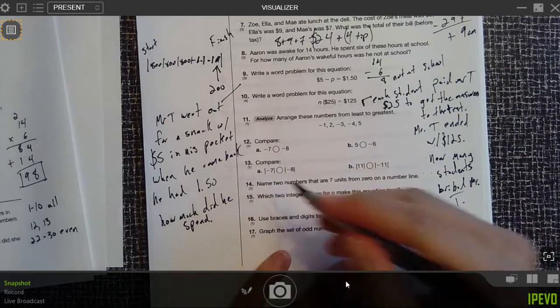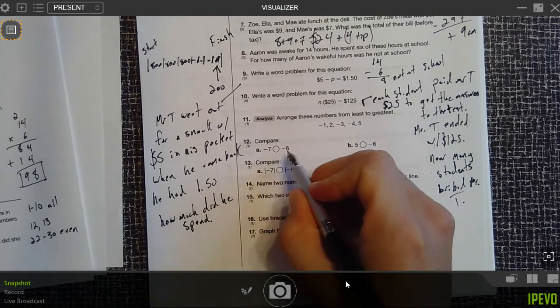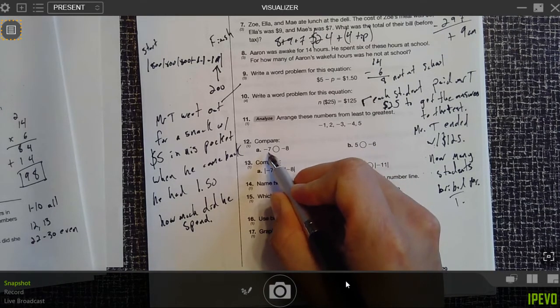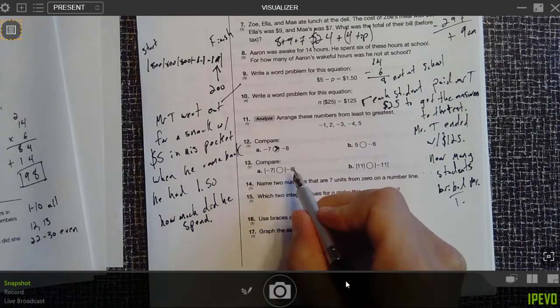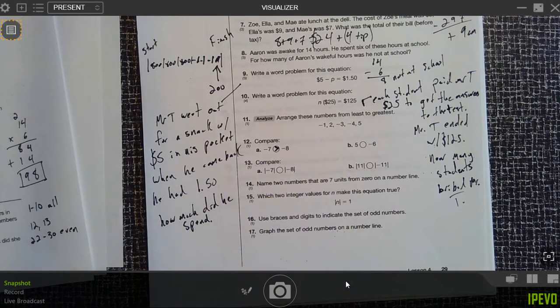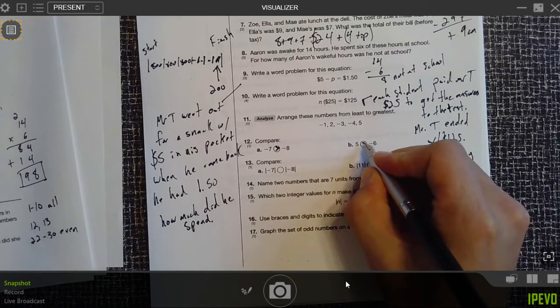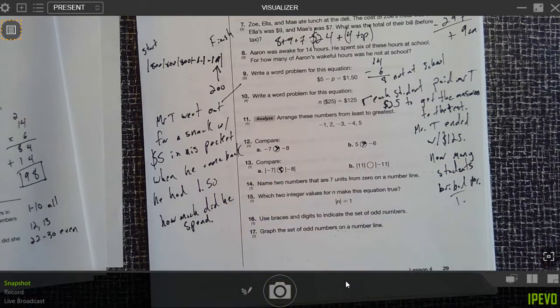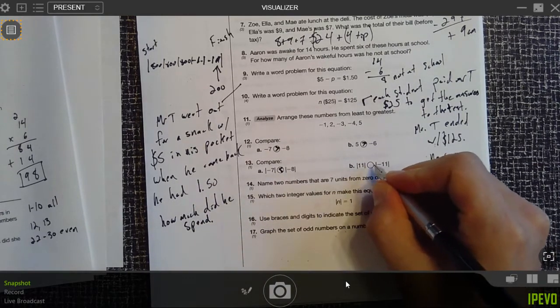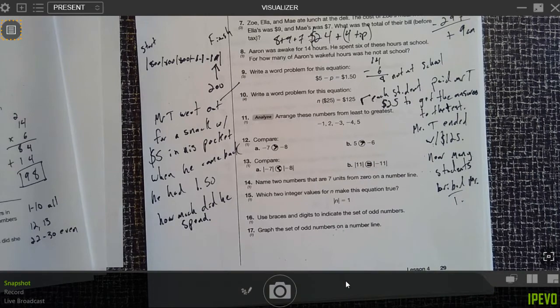Now I wanted to do 12 and 13. Compare which is bigger. Now 8 is of course bigger than 7, absolute value. But if we're talking about would you rather owe $7 or owe $8, I'd rather owe $7. B, 5 is bigger than -6. Absolute value, 8 is better. And absolute value, these are equal. Okay.